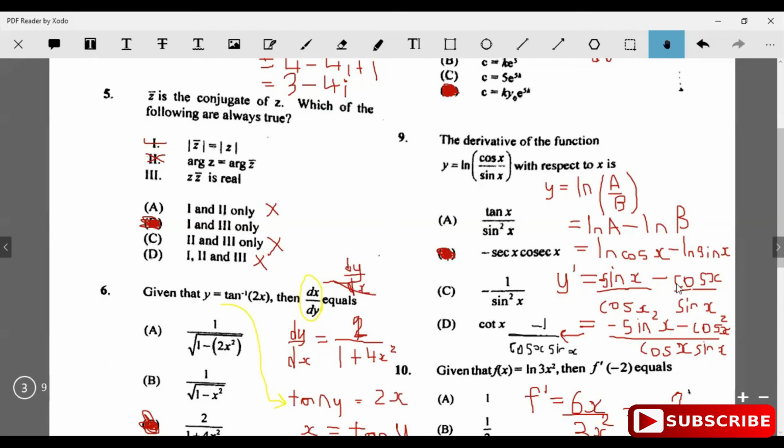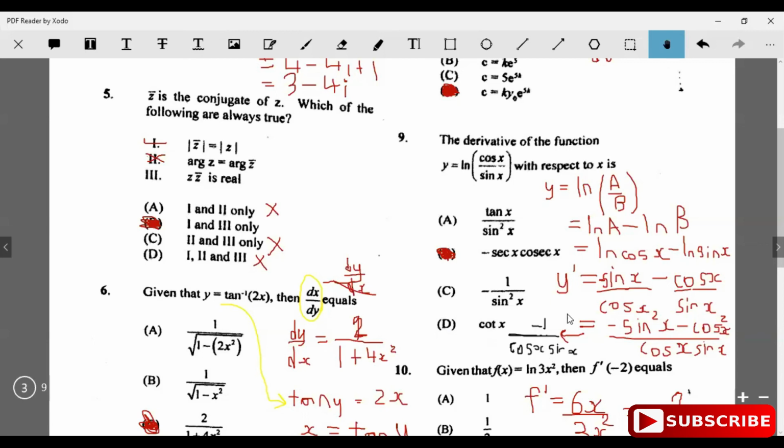And so all you have to do now is to join it as one fraction. And so we get minus sine squared x minus cos squared x, over cos x sine x. Minus sine squared x minus cos squared x is minus 1, because if you factor out the minus 1, you get sine squared plus cos squared. That's how you get minus 1.